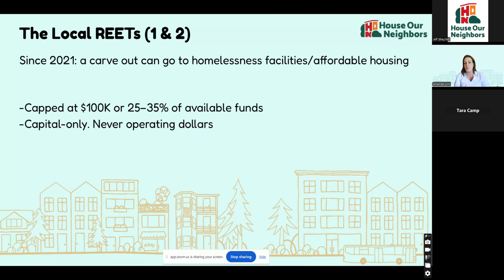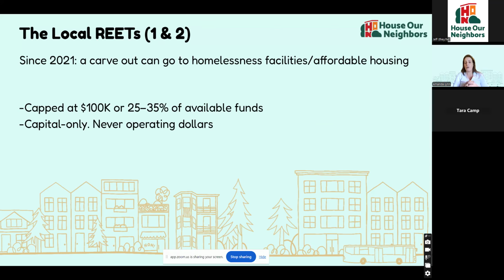So since 2021, there's been a carve-out created that can go to homelessness facilities or to support affordable housing. But there are really strict rules around that carve-out. Say the city of Seattle wants to use that carve-out, they can only use $100,000 or up to 35% of their available funds.